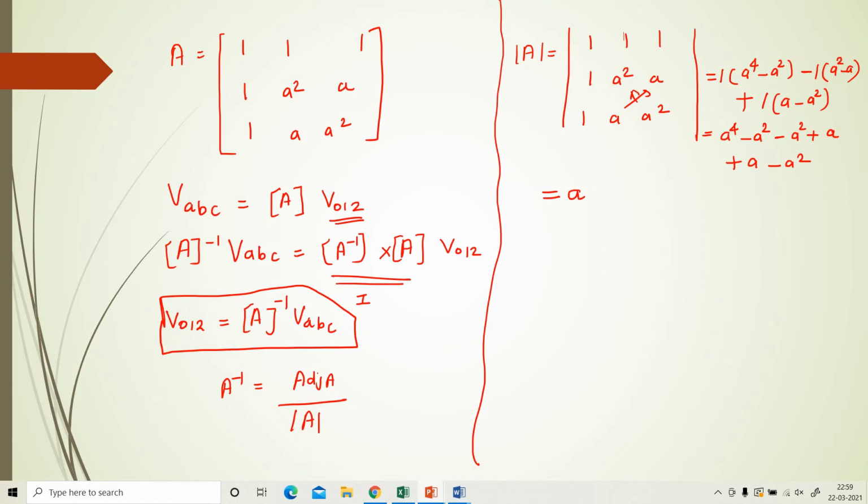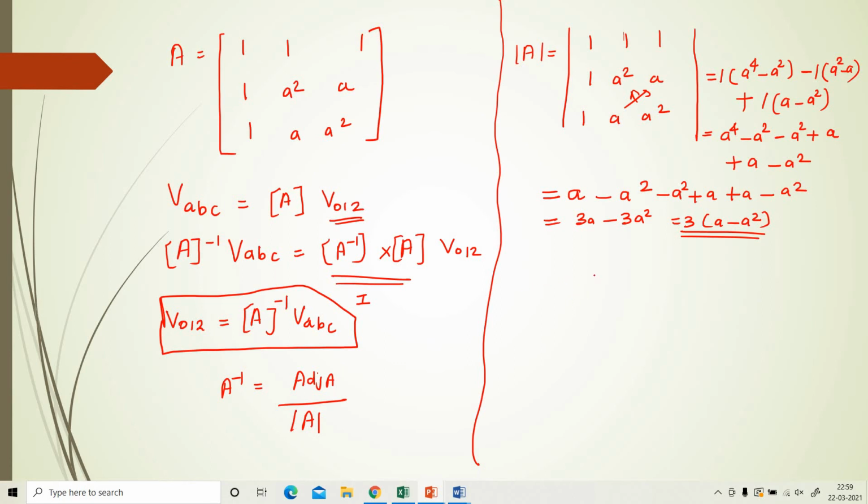A power 4 is equal to A cube into A, or simply we can write A. So A minus A square minus A square plus A minus A square. So 3A minus 3A square, so 3 of A minus A square. After getting the value, how to find out the A inverse?